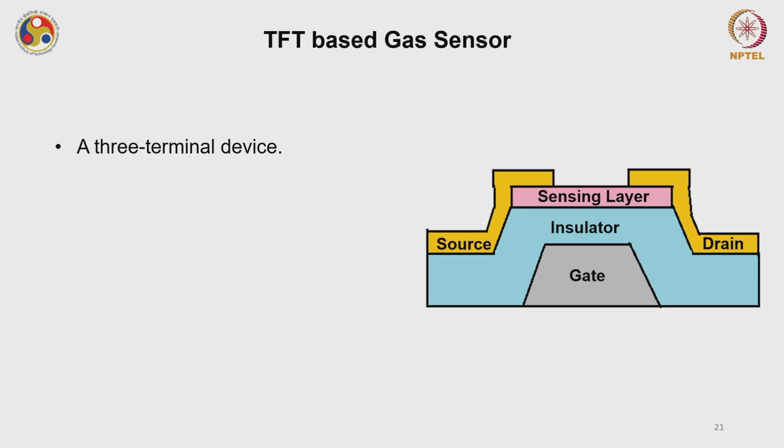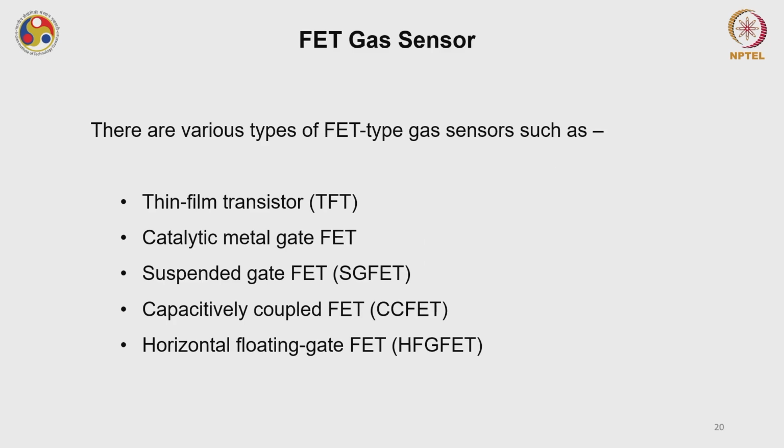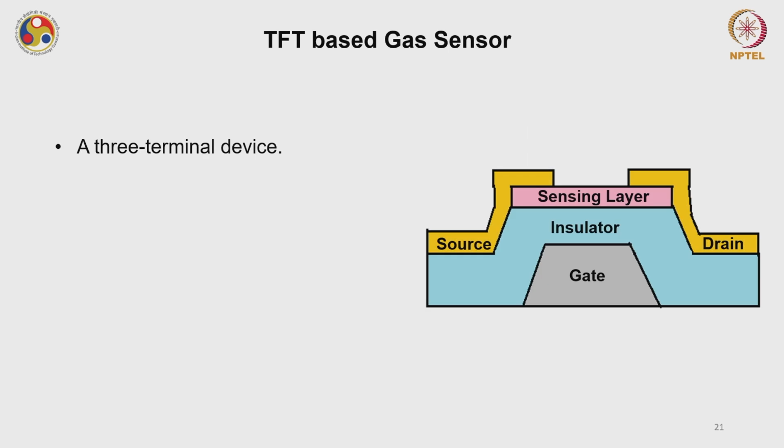These are some of them, but this list contains only a few of them, and the list is even much larger. For example, there is the gate all around field effect transistor, which is very popular in sensing application, particularly categorized under catalytic metal gate field effect transistors. All right, so let's discuss some of these transistors for sensing applications. Let's consider the case of thin film transistors or TFTs.